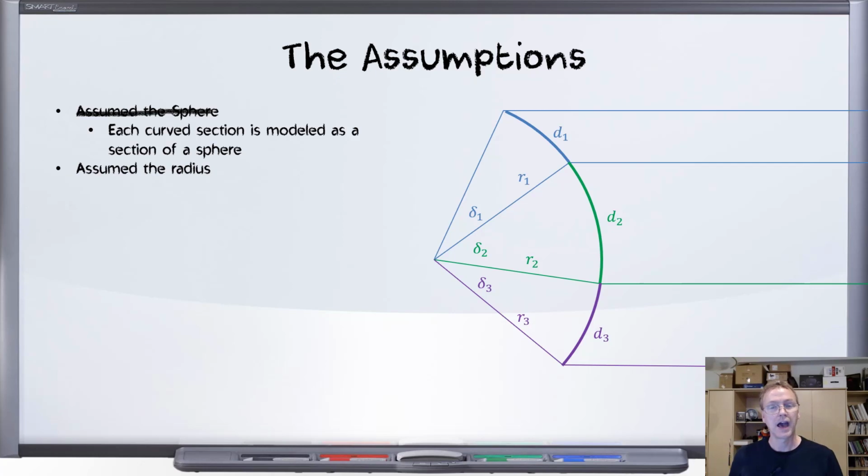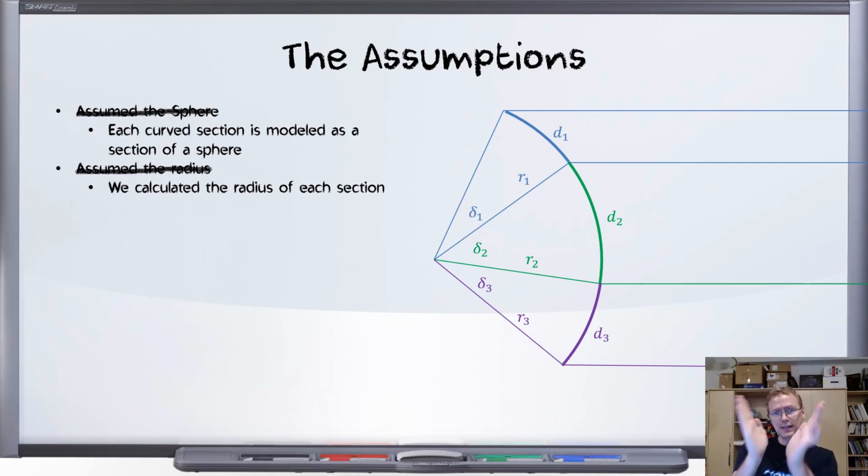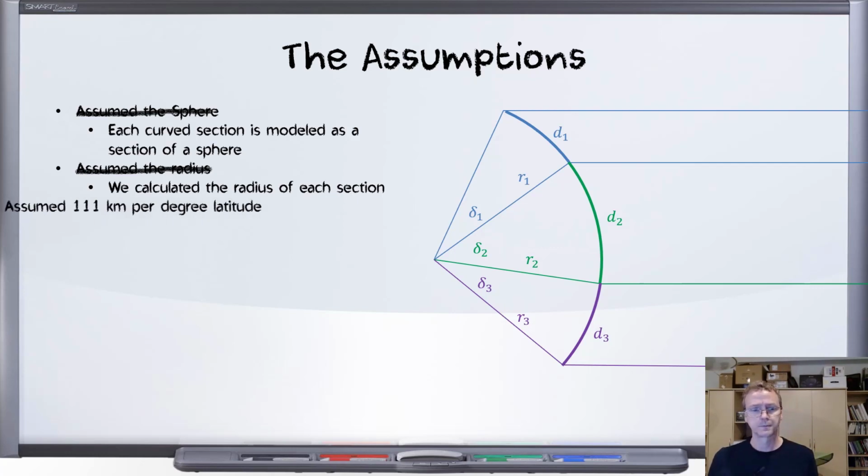Next up, have I assumed the radius? No. I have not assumed the radius. We are going to take the angles of the light and the distance over land between those 2 points, and from that we are going to calculate the radius of each section again.